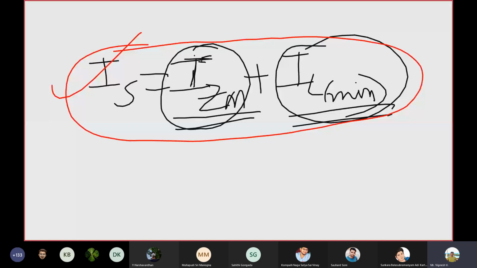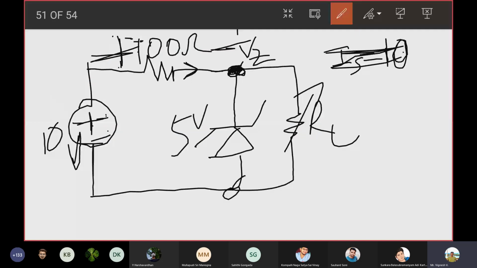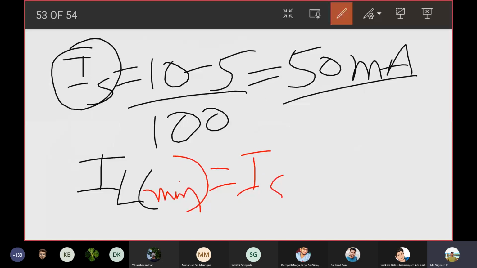Yes. IZM is given in the question, which is the maximum Zener current. Maximum Zener current is 30 milliamps. It means that in this branch, you cannot have a current of more than 30 milliamps. So this is the maximum current which the Zener diode can accept. Beyond that, this diode will get damaged. This circuit will not work beyond 30 milliamps, right? Now, what you have found out is IS. You can find out what is IL min. IL min would be equal to IS minus IZM. Am I right?